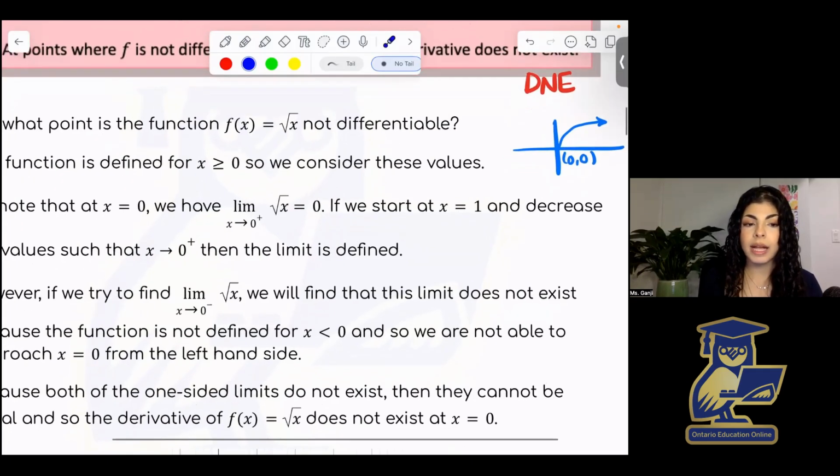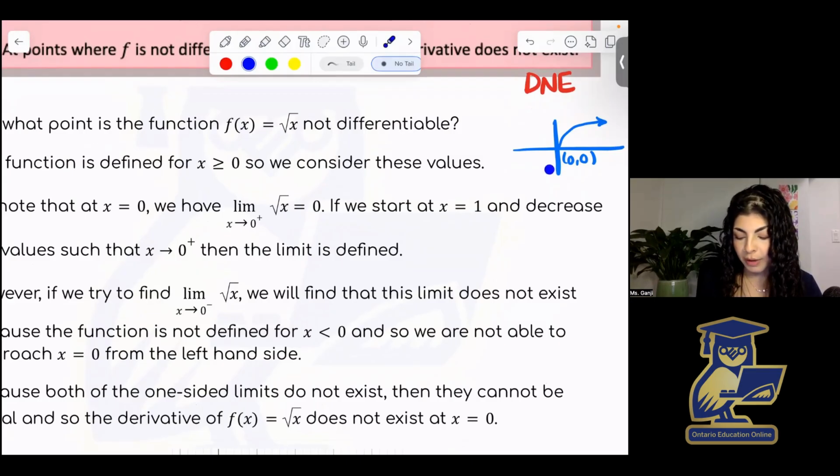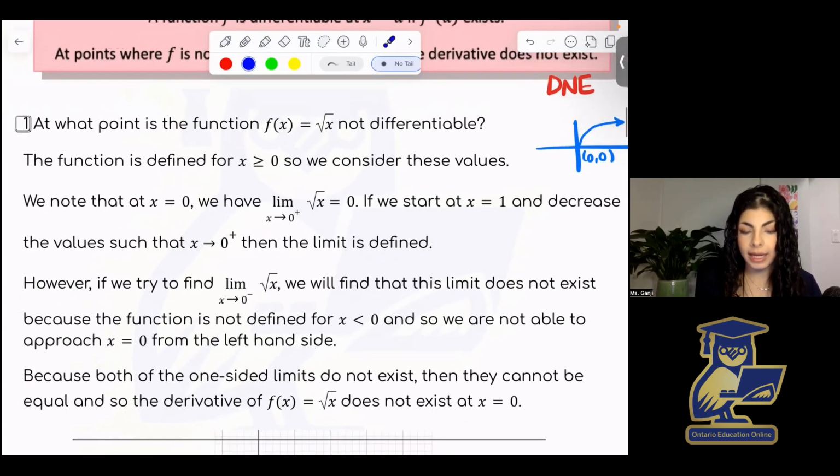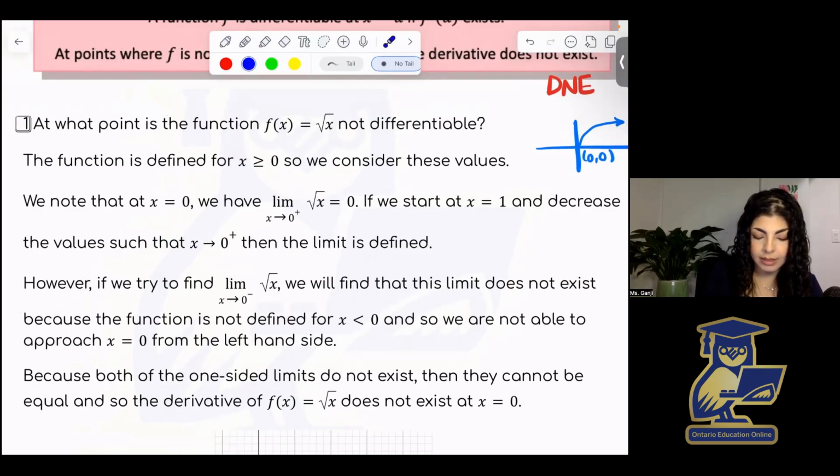Now, if you try to find the limit as x approaches 0 from the left-hand side, you'll see that this limit does not exist. The reason is that if I want to pick any point to start approaching from, I have no point to pick. The function isn't defined for values of x less than 0, so we can't approach from the left-hand side. For that reason, this limit does not exist.